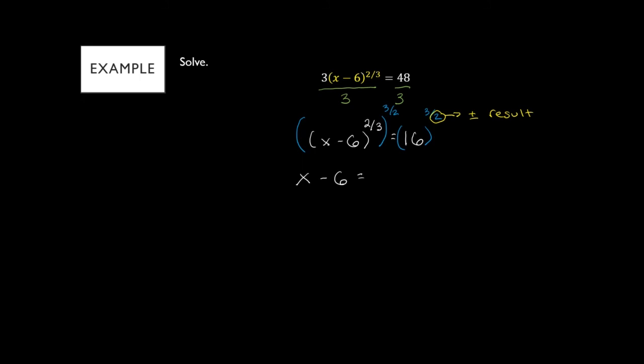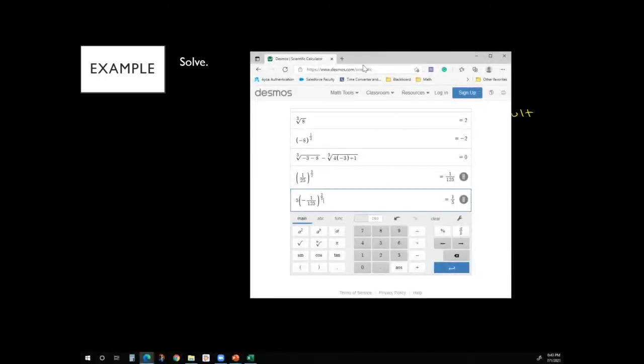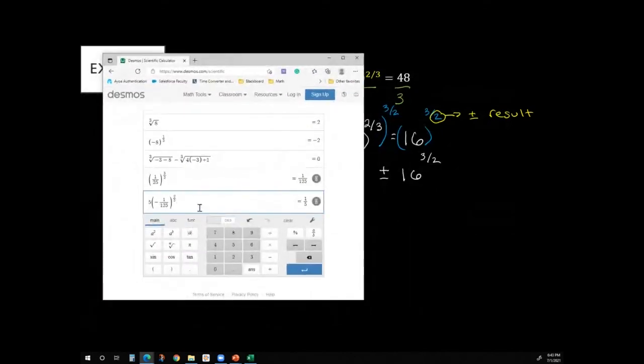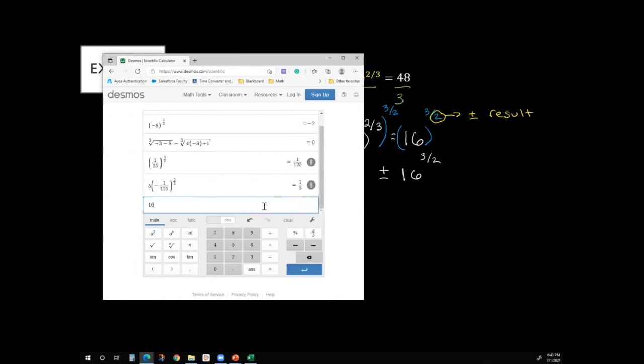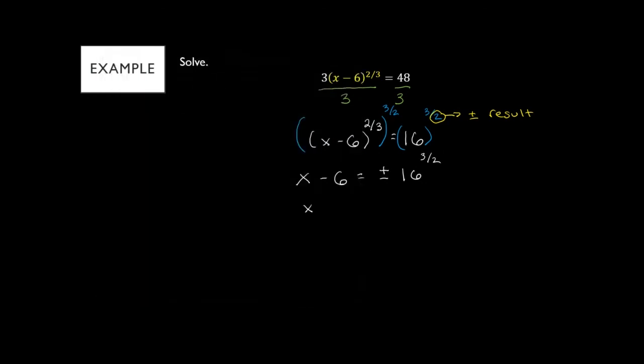So we're going to get an x minus 6 and then plus or minus, and it's basically 16 to the 3/2 power. And I'm going to just use Desmos to figure out what that is. So I like to rewrite my plus or minus before I actually do this, just to remind myself, okay, I got a plus or minus here. So 16 to the 3/2. Okay, so that's going to give us a plus or minus 64. So x minus 6 equals plus or minus 64.